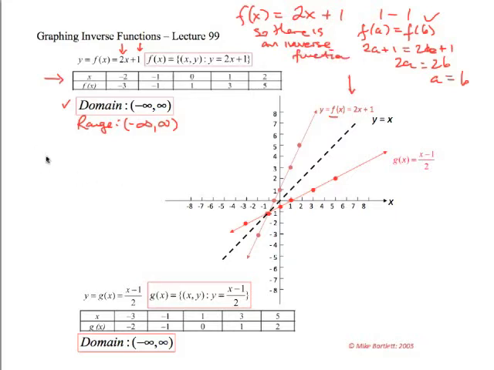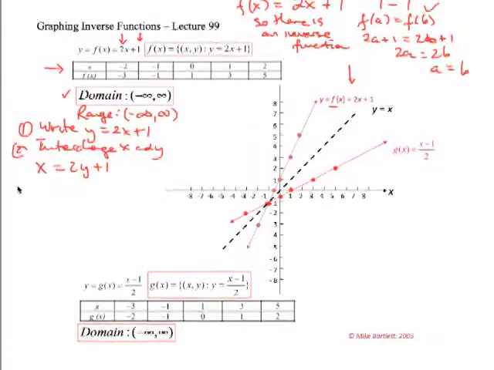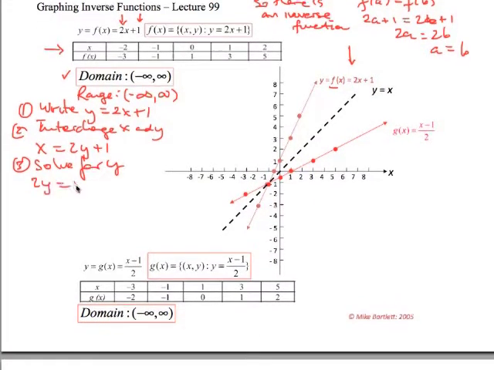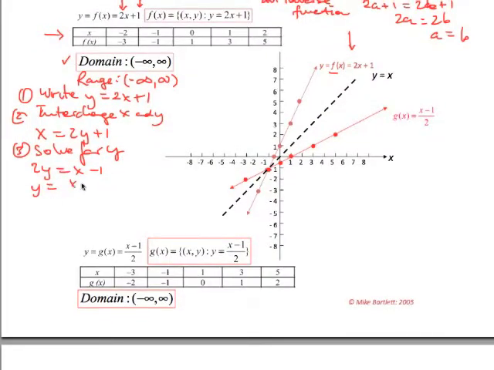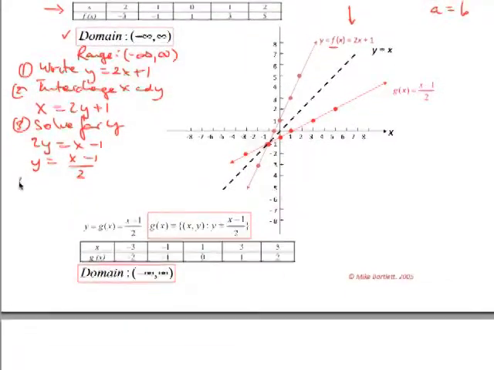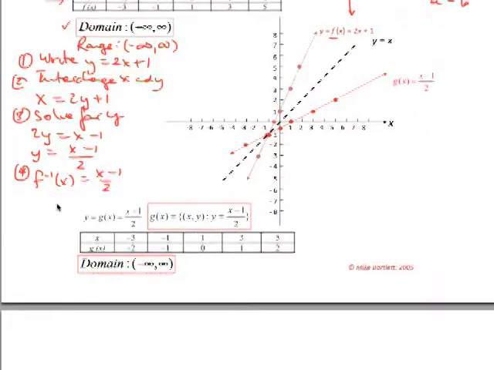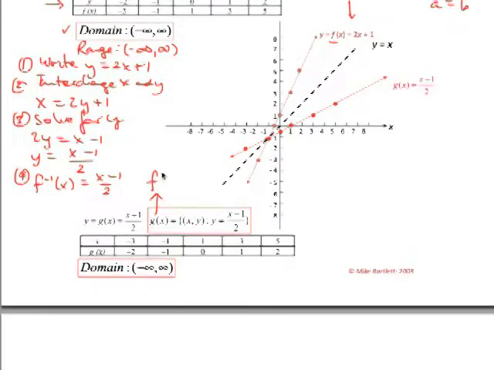And how did we find it? Well, we had a number of steps. Step 1, we write the function as y equals 2x plus 1. Step 2, we interchange x and y, so what we get is x equals 2y plus 1. Step 3, solve for y. So we end up with 2y equals x take 1, and y therefore is equal to x take 1 over 2. And step 4, we call that f inverse of x equals x take 1 over 2. And that's what g is here, our inverse function.